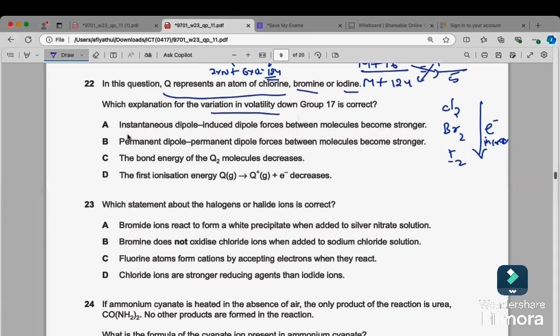So ID, this is ID, between the molecules become stronger. The only reason is because the electrons are increasing as you go down the group. Otherwise, you can say the van der Waals force between them will increase. So the best option here is A.